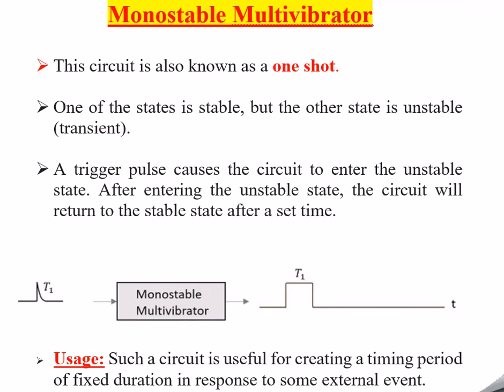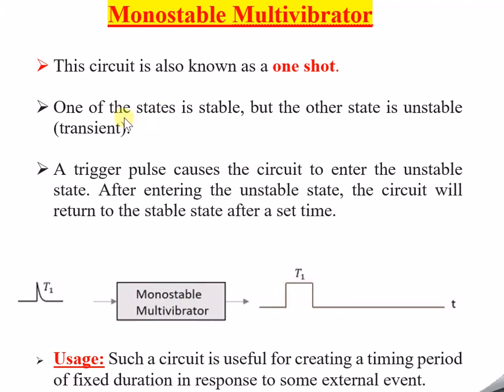So, monostable multivibrator. Mono means single, so it has only one stable state. That is why it is called a monostable multivibrator. One more name it has: this circuit is also called a one shot circuit. Why is it called a one shot circuit? We will learn later in detail the entire reason.